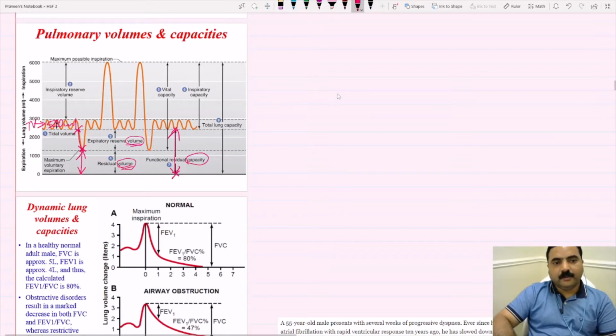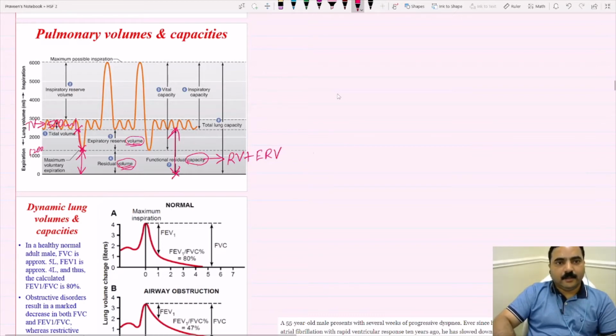This is the volume that never goes out. It is approximately around 1200 ml, which is the normal residual volume. So residual volume plus expiratory reserve volume will give you functional residual capacity. This is your functional residual capacity.